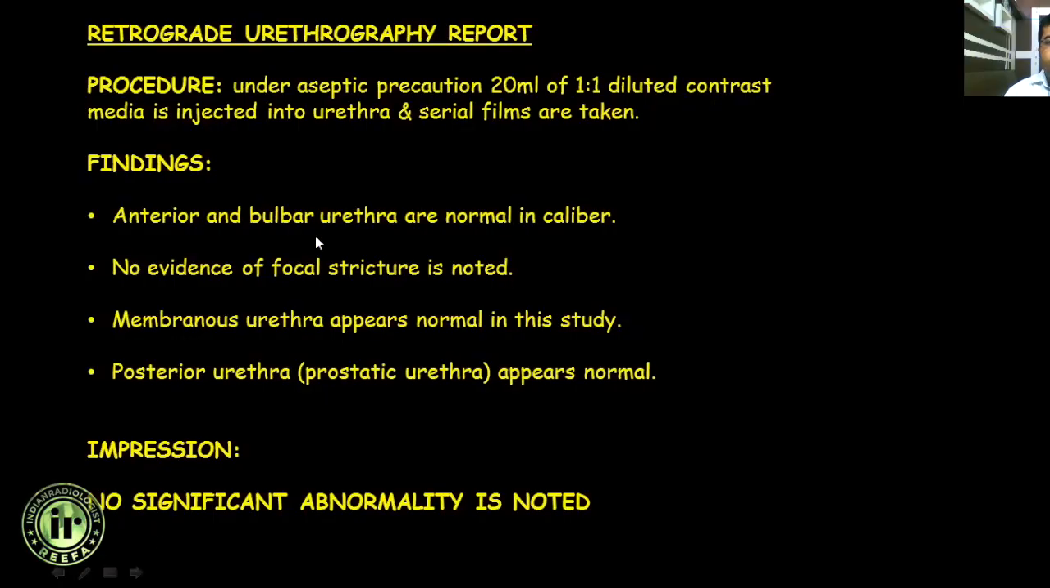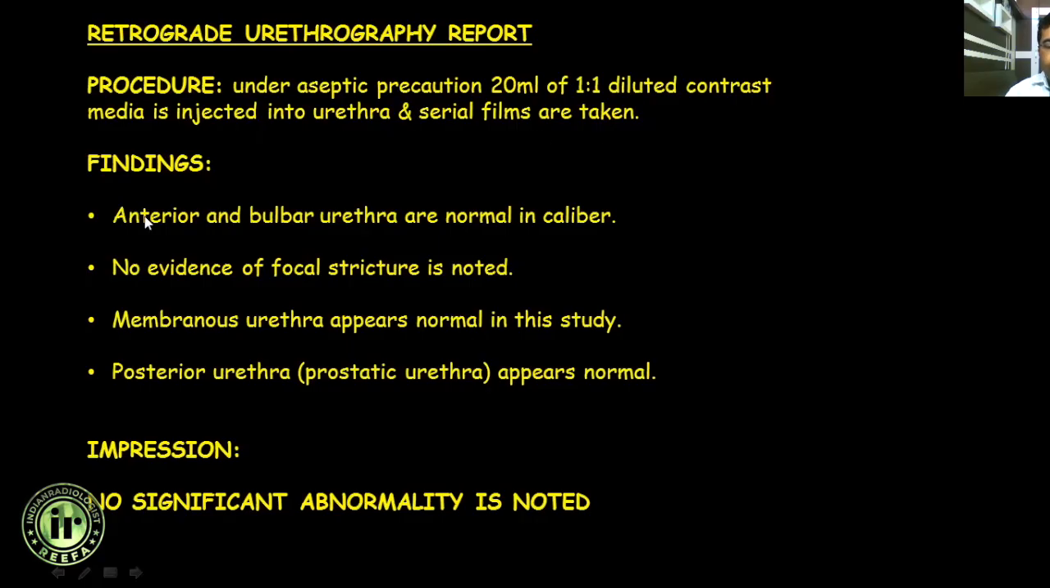Now coming to the report, how are we going to do it? In a retrograde urethrography report, whenever you start writing, always mention the procedure, how it has been done, and the precautions. 20 ml of diluted contrast media. I have not mentioned specifically what contrast; you can mention whether you used ionic or non-ionic contrast. It was injected in the urethra and serial films were taken.